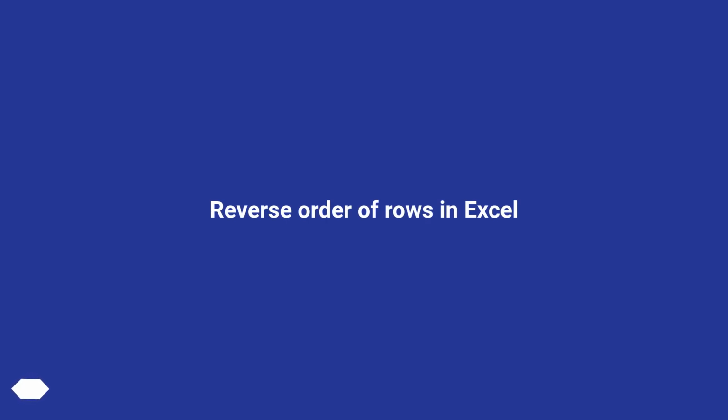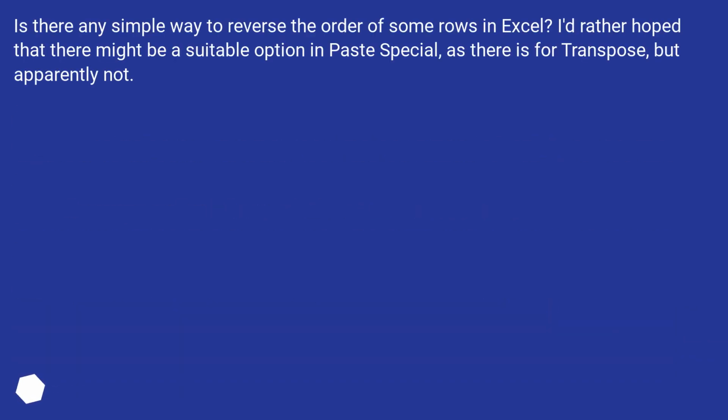Reverse order of rows in Excel. Is there any simple way to reverse the order of some rows in Excel? I'd rather hope that there might be a suitable option in Paste Special, as there is for transpose, but apparently not.